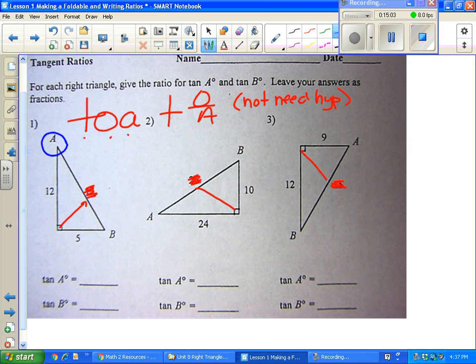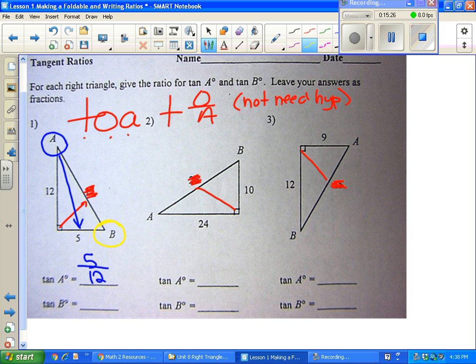From A, opposite goes first. Which one's opposite from A? 5 or 12? 5. 5 is opposite from A. 12 is adjacent. 5 twelfths. Now, switch. All right, see if the yellow shows up. Nope, not too much. I don't know if you can see it, but B.